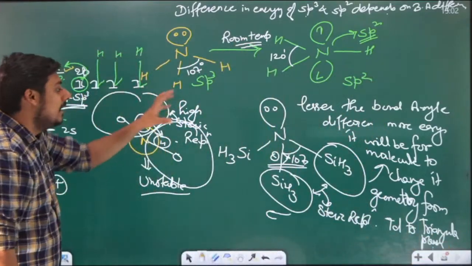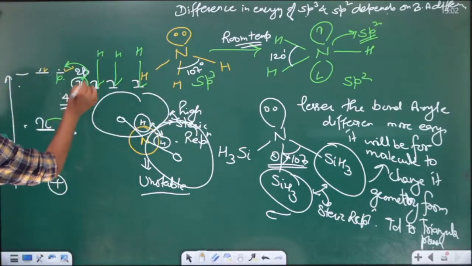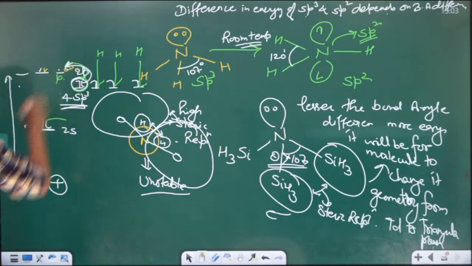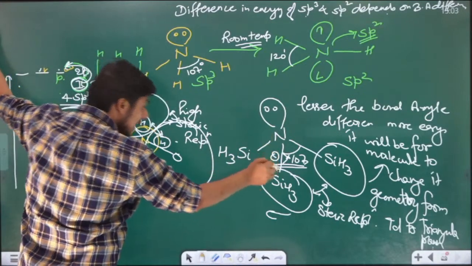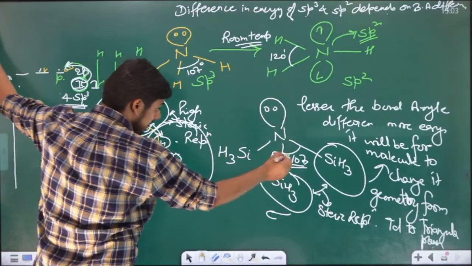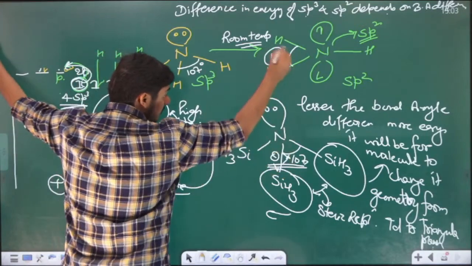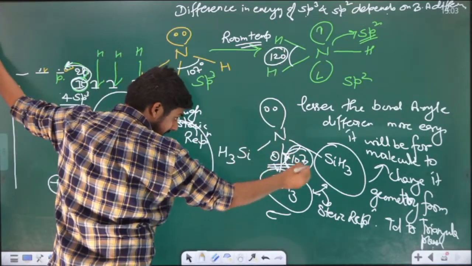Do remember it. Bonding nature is the same. There is still a lone pair. If it gains temperature, it will go into p. Definitely it will go into p. There is high steric repulsion, so the 107-degree angle will be raised. When this angle is raised, there will be less difference between 120 and the angle greater than 107.